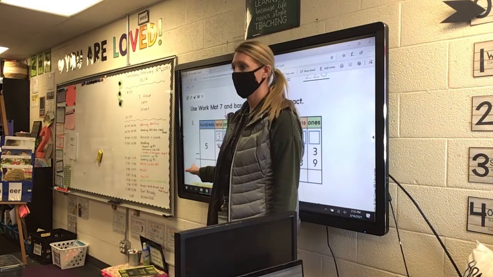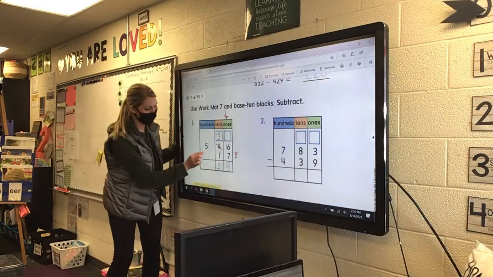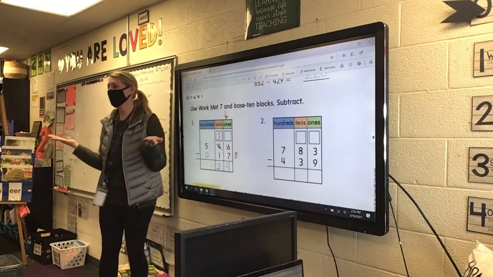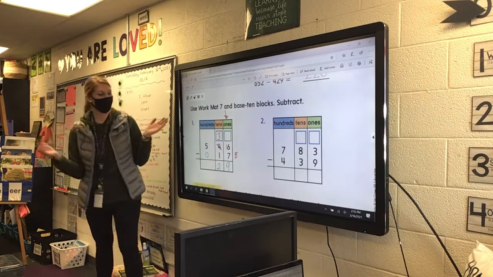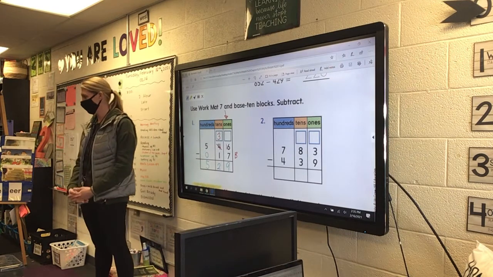Now, this is the new part. I have 100. If I have 100 and I take away, guys, there's nothing there. It's really just a 0. What would it be, guys? 5. So you should have gotten 529.